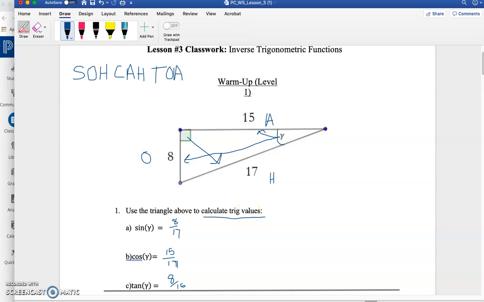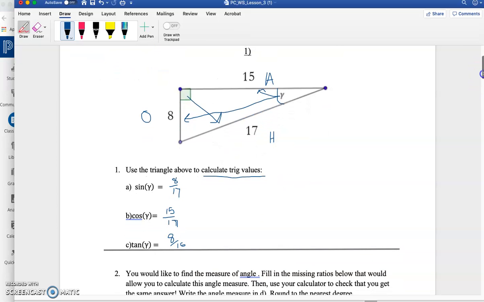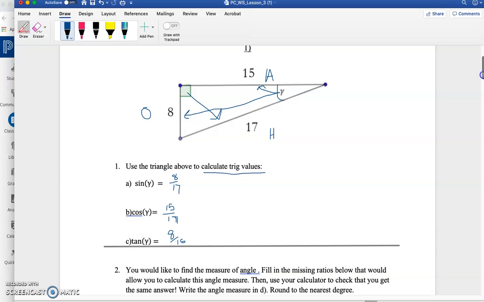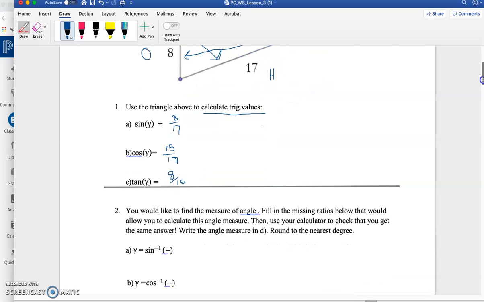These are the exact trig functions. It is perfectly acceptable to leave them in fraction form. We don't have to lose precision by putting them into decimals in this case. So let's continue and see.